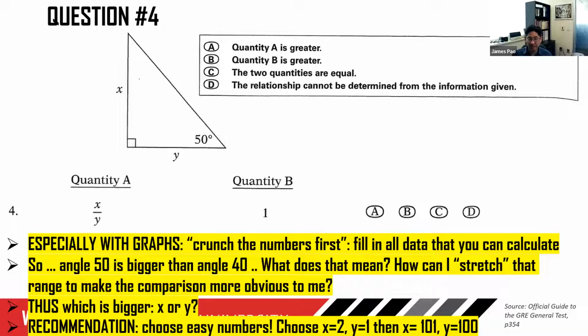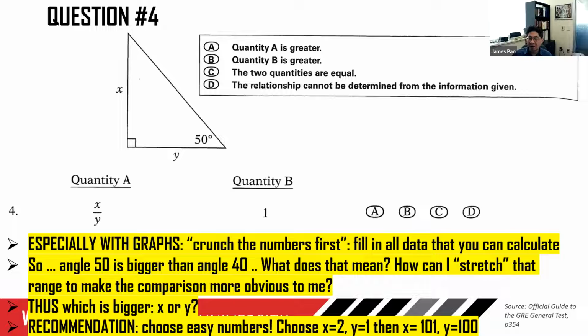After pausing and answering, you probably recognize it's a right triangle. You also recognize one interior angle is 50 degrees. So therefore, what is the other interior angle? Clearly 40 degrees, because all three must equal 180. So 90 plus 50 plus what equals 180? The answer is 40.